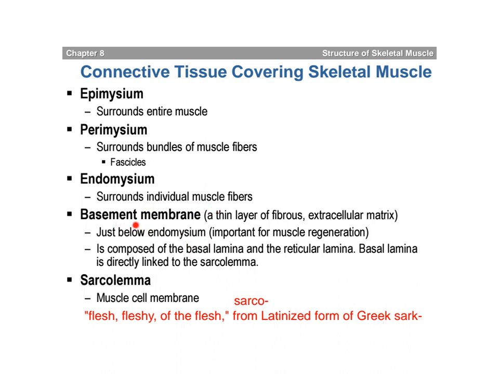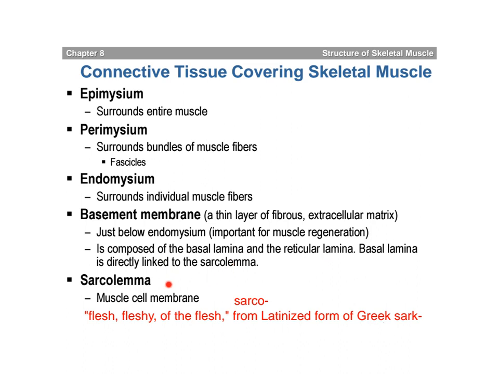Now, there's also a basement membrane. This is a thin layer of fibrous extracellular matrix. It lies just below the endomysium, and it's very important for things like muscle regeneration. And the basement membrane itself is composed of two layers, the basal lamina and the reticular lamina. The basal lamina is directly linked to the sarcolemma, so it's the closest layer to the sarcolemma.